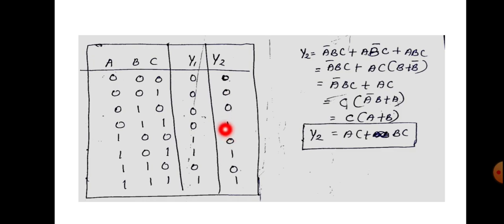So you have to look at the high outputs and write the input combination for those high outputs. Then you have to reduce it. Here also we can take A C outside, so this will become B plus B bar, which is 1. So you have the term A C, and in that case you can take C outside. This is in the form of A plus A bar B, which is equal to A plus B. So C into A plus B, that is equal to A C plus B C. Okay, so this is y2.